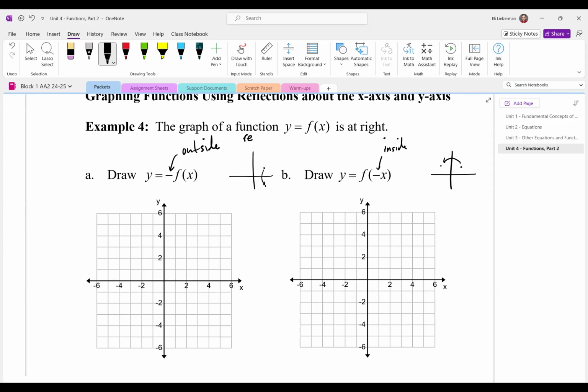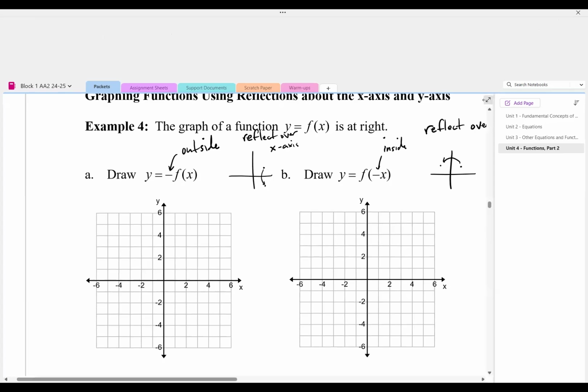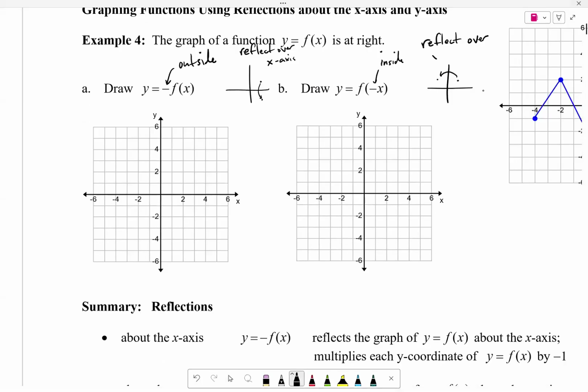I'll put this here: reflect over X-axis, reflect over the Y-axis.